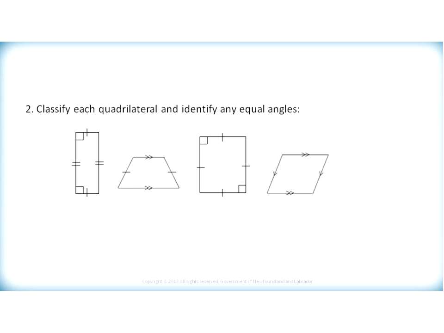So my next question is to classify each quadrilateral and identify any equal angles. So I'm going to label them as A, B, C, and D. So for A, we have a quadrilateral where we have a right angle here and a right angle here, and we have this side is equal to this side is equal to this side. So when opposite sides are equal and we have right angles, we have a rectangle.